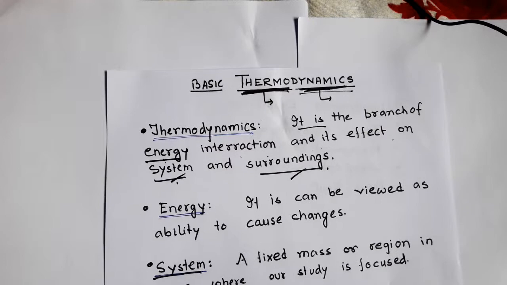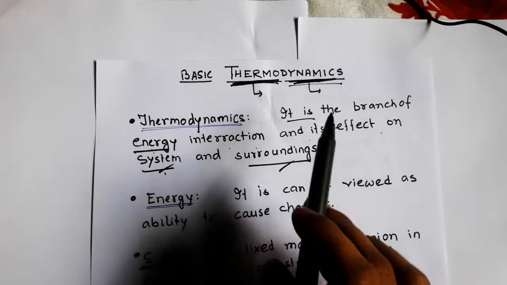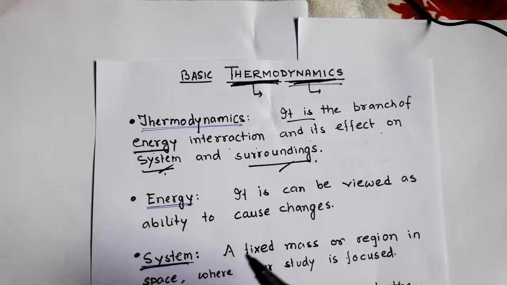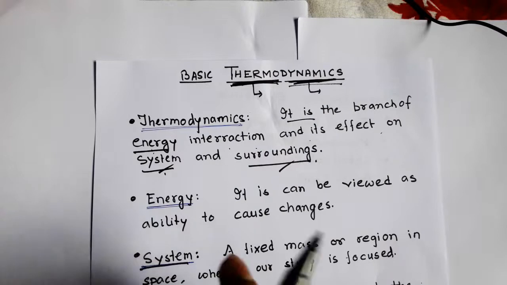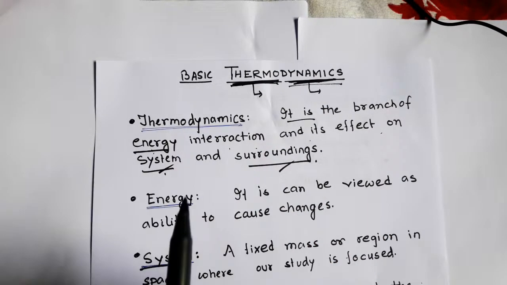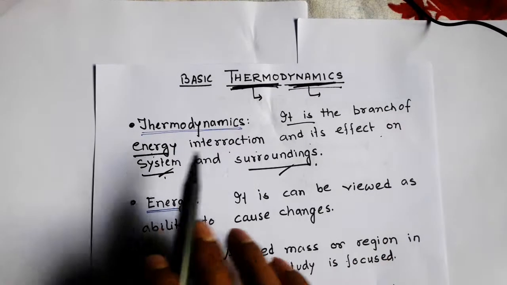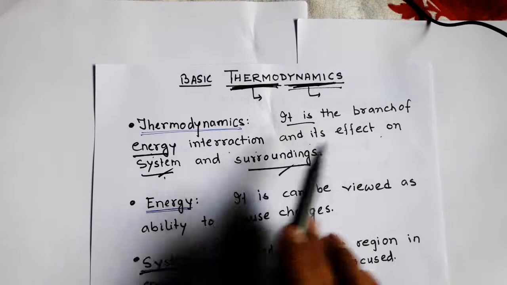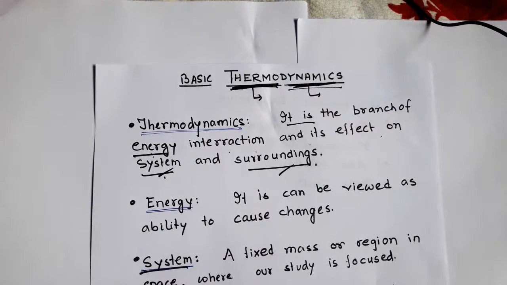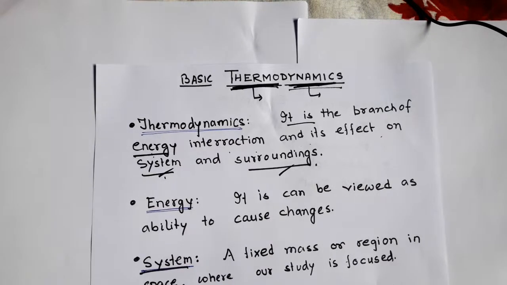So what is the meaning of that subject? The name itself is telling the meaning. Thermo means related to heat, and we know heat is a mode of energy, and dynamics means anything that is moving. So energy interaction is called thermodynamics. Basically the exact definition of thermodynamics is that it is the branch of energy interaction and its effect on system and surroundings. So what are the key points here?